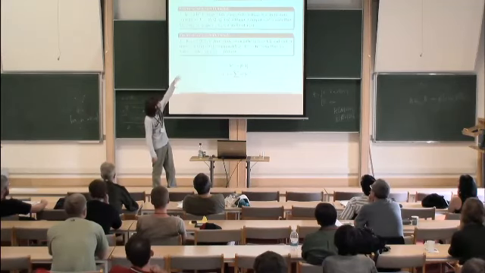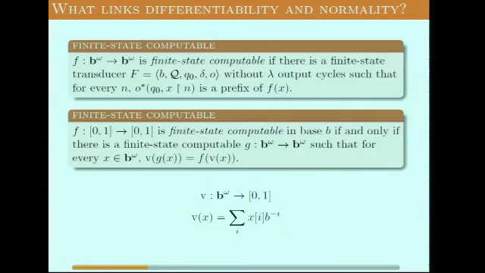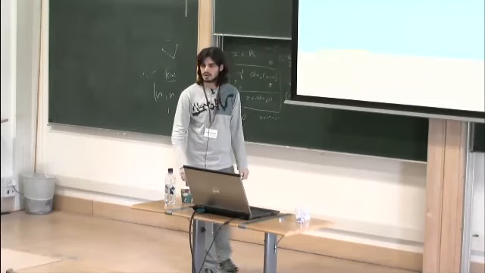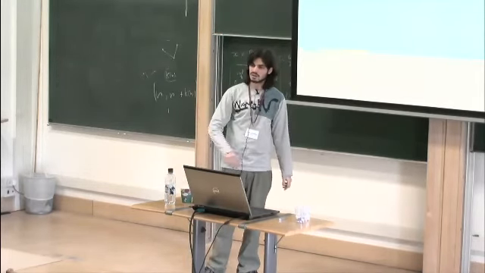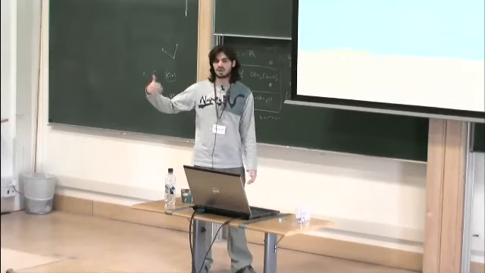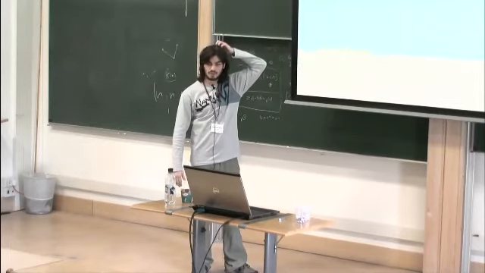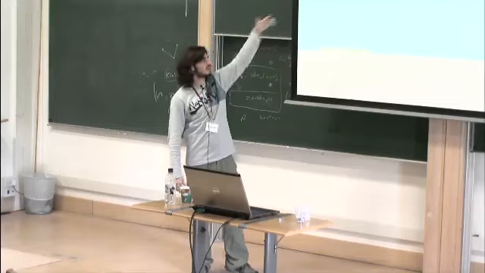What we ask is that the finite state machine doesn't have lambda output cycles, so no cycles in the graph of states that output lambda, because if we had a cycle that outputs lambda every time, then some infinite sequence will have a finite output, and we want every infinite sequence to be mapped to some infinite sequence. So it's not possible that you never output anything; you always end up outputting something. Lambda is the empty string.